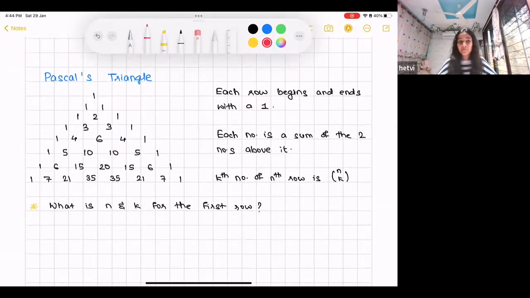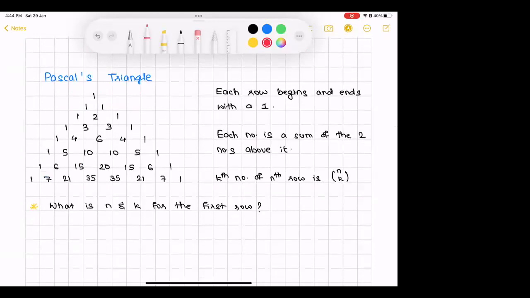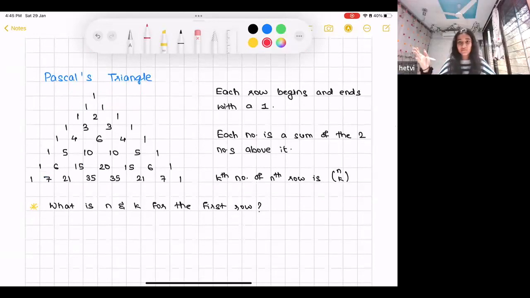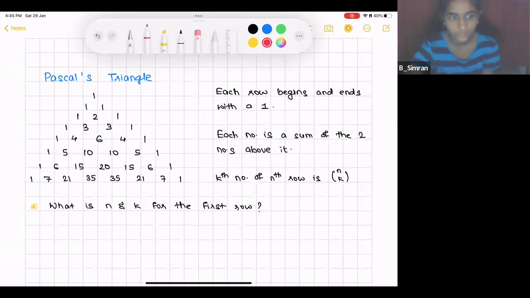Do you know what Pascal's triangle is? Yeah, I do. So you've done it in this camp? I know it generally. Okay, they usually take it up just as a fun activity.